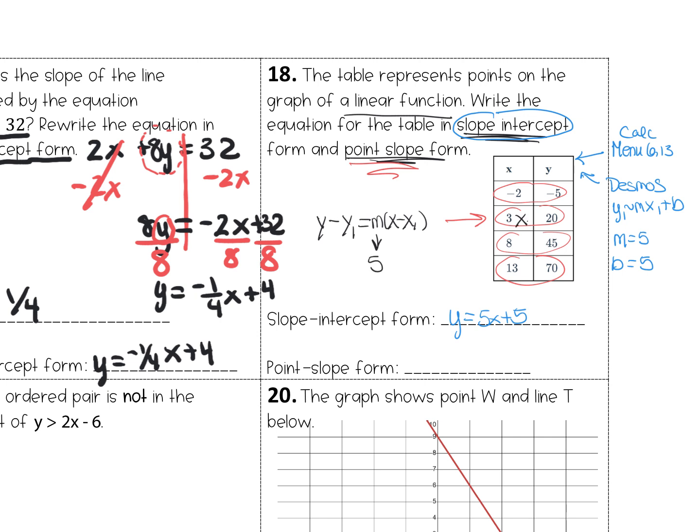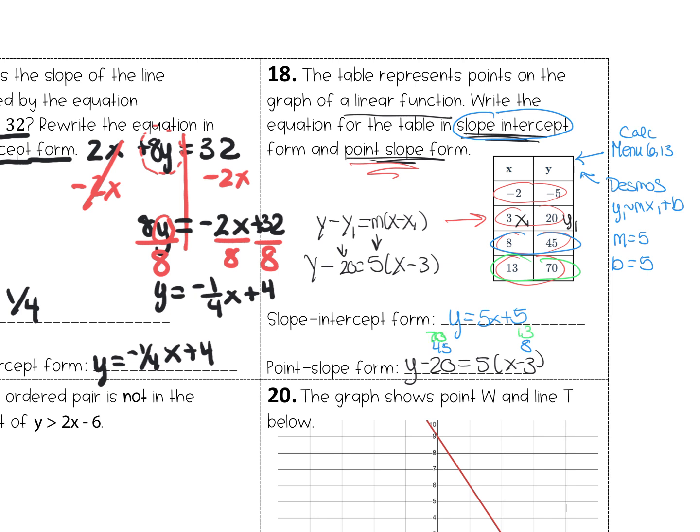This 3 is an x1, and this 20 is a y1. So y minus 20 equals 5, my slope, times x minus 3. That's my answer for this one, point slope: y minus 20 equals 5 times x minus 3. If you wanted to do the blue pair right here, you'd have a 45 here and an 8 there. If you wanted to do the green pair, you'd have a 70 and a 13.